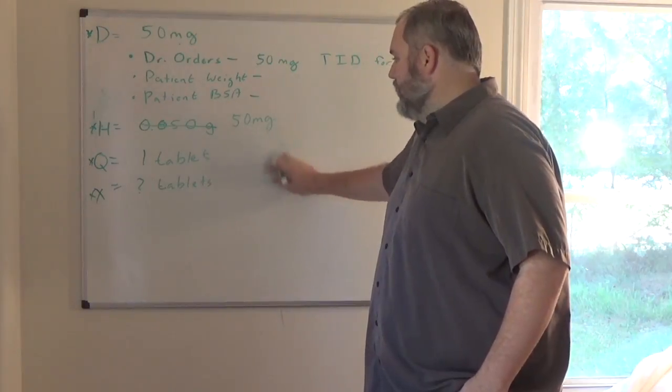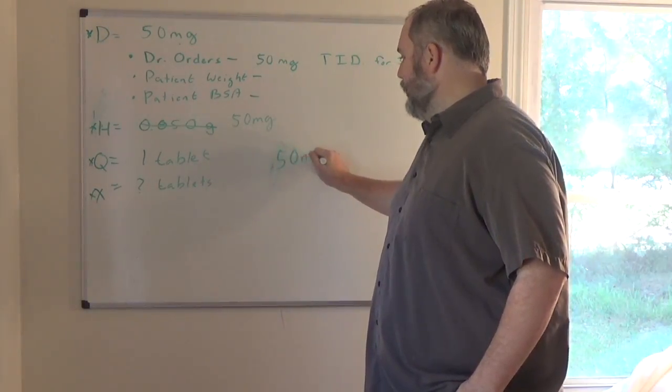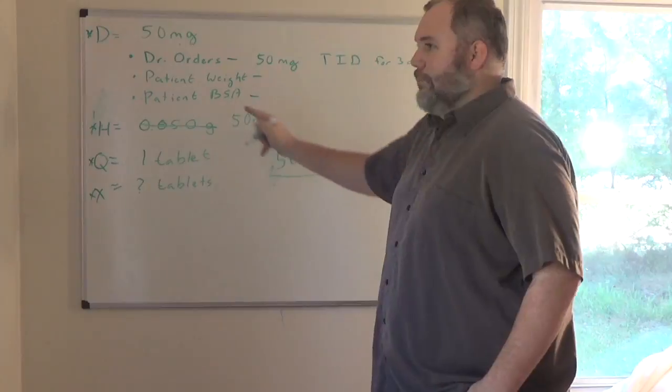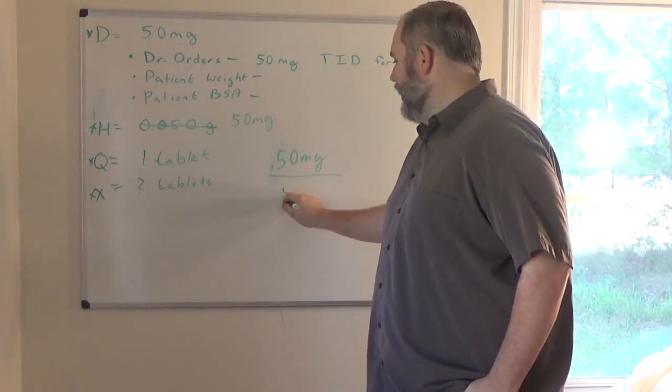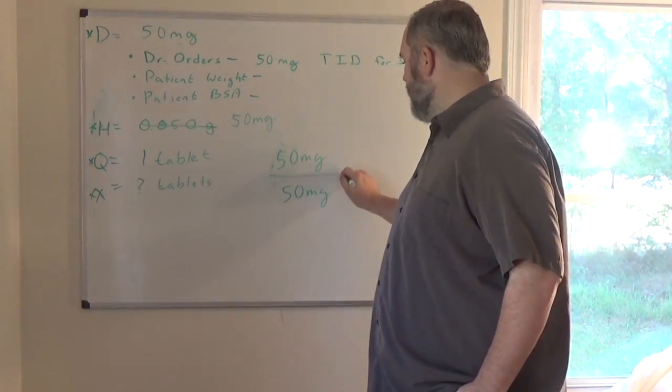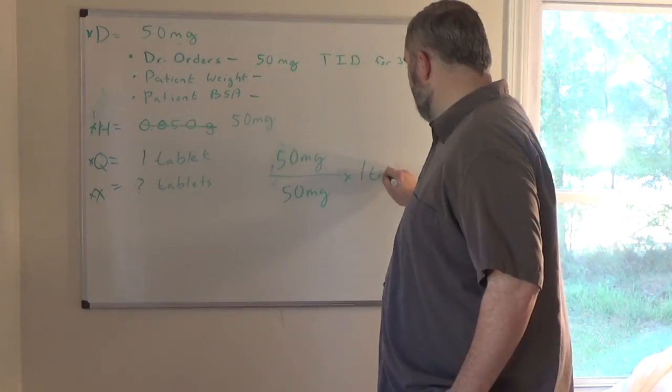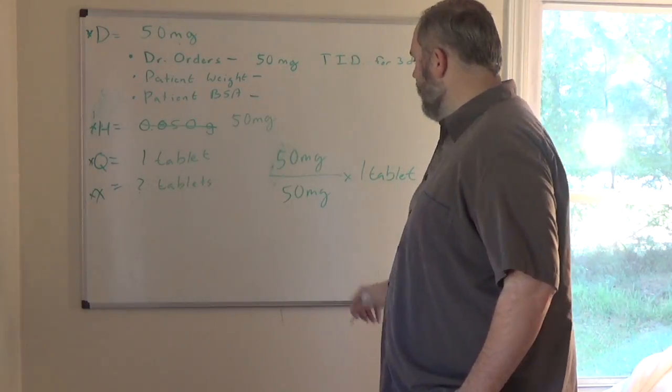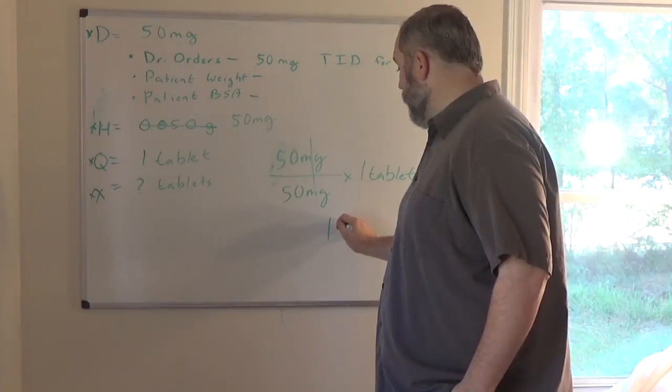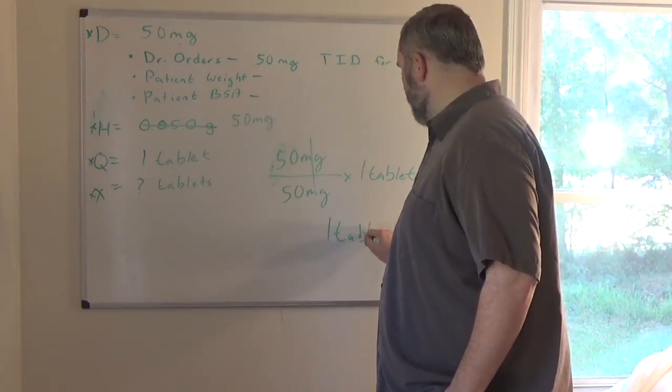My D happens to be 50. I need 50 milligrams. My active ingredient is 50 milligrams times 1 tablet. Well, we work all this out. I only need 1 tablet.